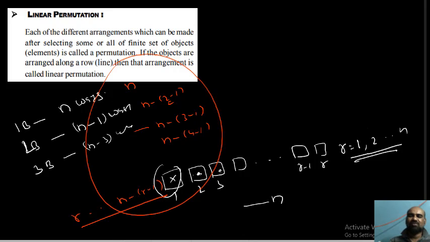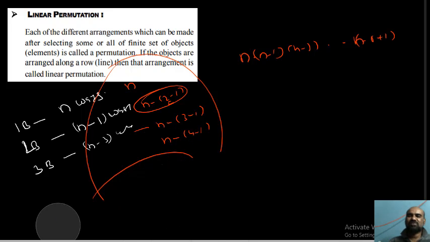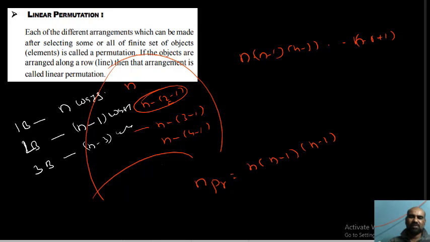But I want to fill all the elements into r blanks. So by using the product rule, all these operations can be performed in n into n minus 1 into n minus 2 and so on, up to n minus r plus 1 ways. Therefore, the number of ways we can fill these n different elements in r blanks arranged in a row is n into n minus 1 into n minus 2 and so on, up to n minus r plus 1. That is symbolized nPr equal to n into n minus 1 into n minus 2 into n minus 3 and so on up to n minus r plus 1.